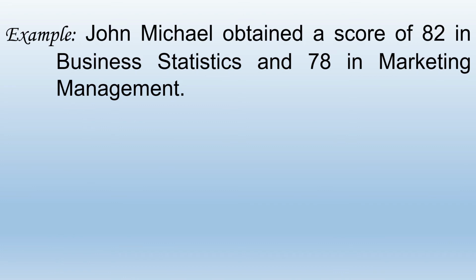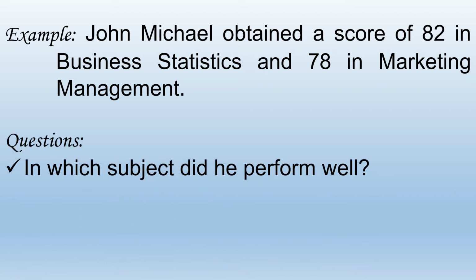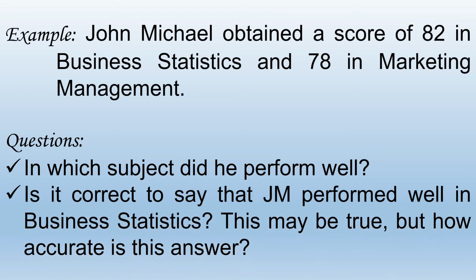Okay. Now let's try to look at this example. John Michael obtained a score of 82 in business statistics and 78 in marketing management. Questions. In which subject did he perform well? Is it correct to say that JM performed well in business statistics? This may be true, but how accurate is this answer?